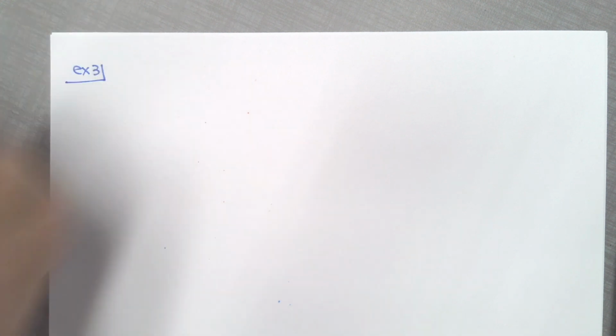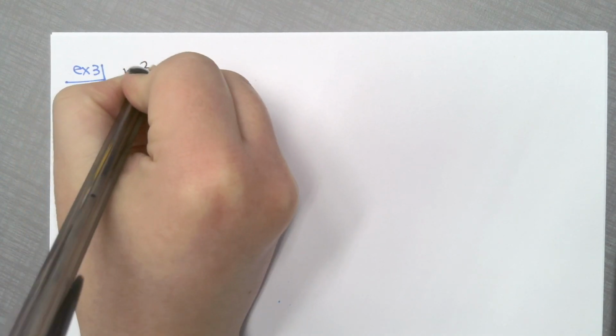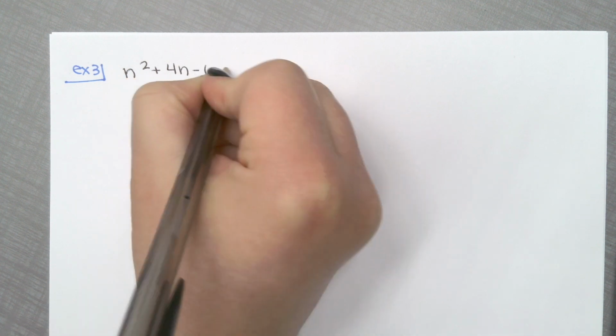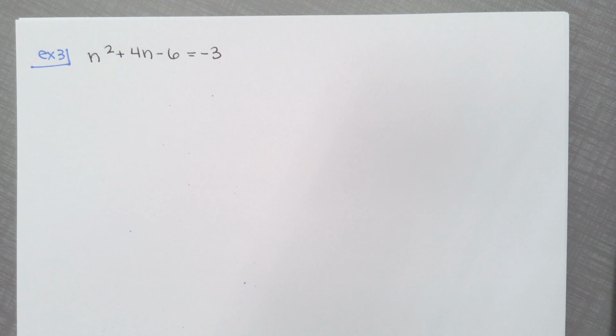All right, example number 3. We have n squared plus 4n minus 6 is equal to negative 3. For this one here, beautiful people, I am going to ask you to try to work ahead. I'm going to give you maybe a minute to 2 minutes of a head start, and then I'm going to catch up. So try to work through all of your steps before I jump in here, please.